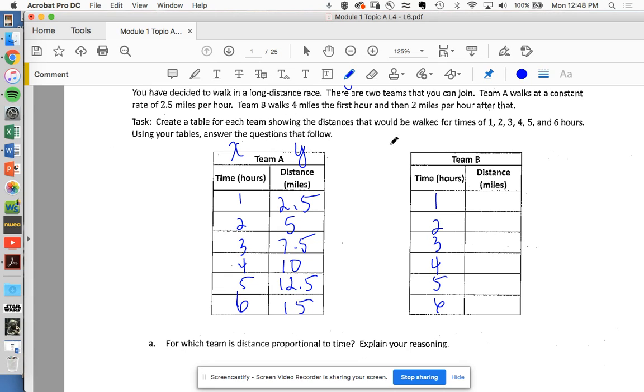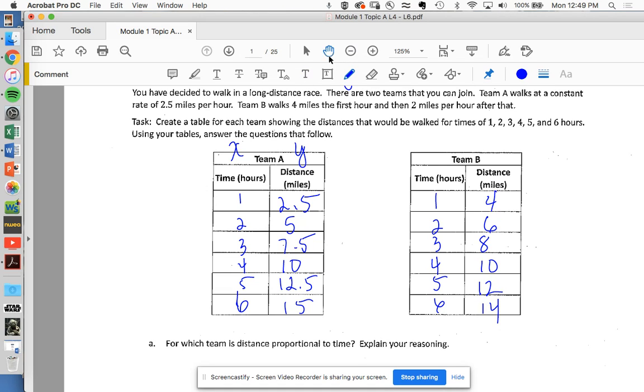Now, Team B, slightly different. They went how far the first mile? 4. And then every hour thereafter, they did how many more? 2. So 2 more than 4 would be 6. They did 1 more hour. So 2 more than 6 would be 8. 1 more hour adds 2 to my distance, 10. 5 hours would be 12. 6 hours would be 14.